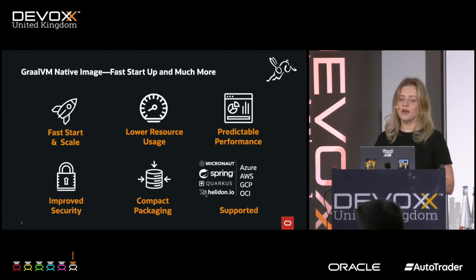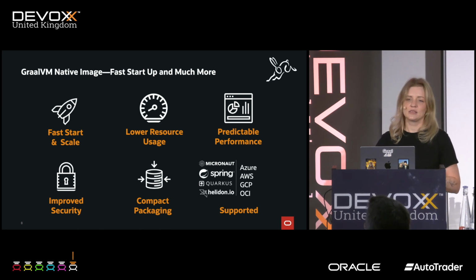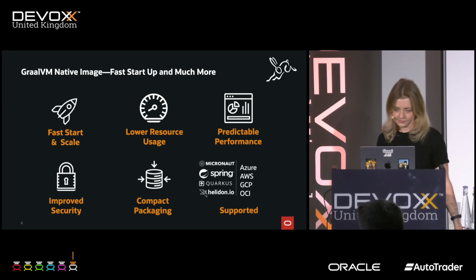In addition to startup, since we are doing all of that analyzing, compiling, and optimizing code at build time, we don't have to do it anymore at runtime. And this means that we don't need that much CPU and memory anymore because we are not loading classes, we are not profiling, we are not compiling. It all already happened at build time.